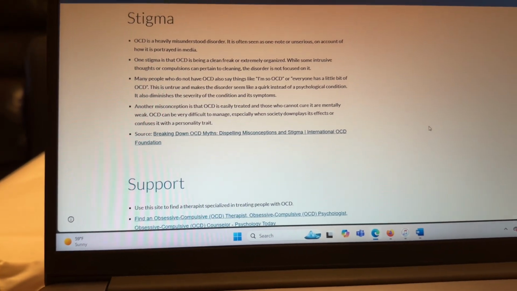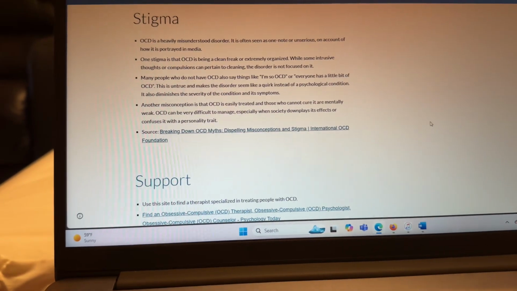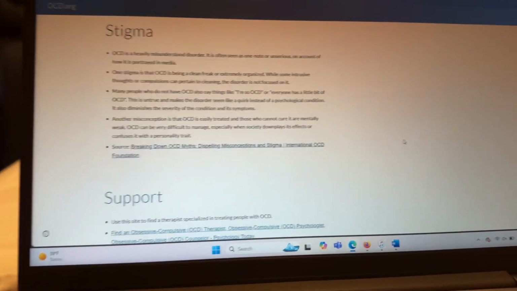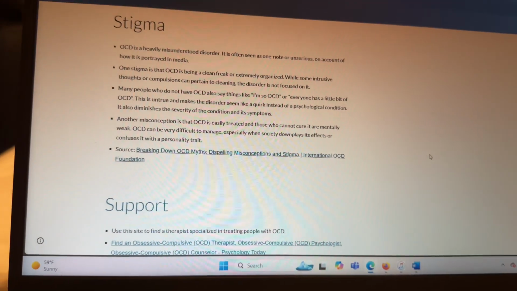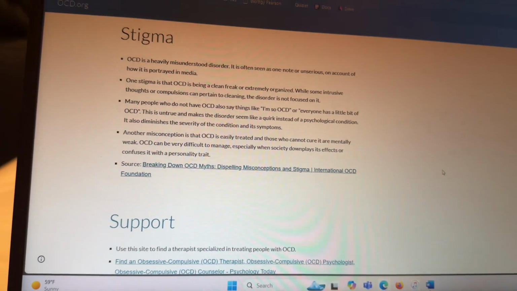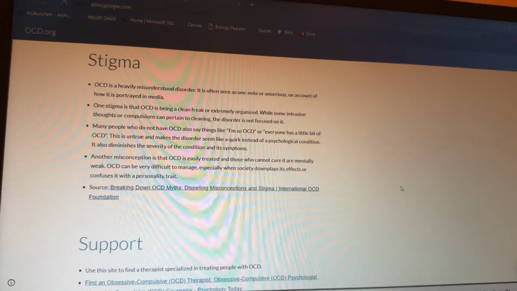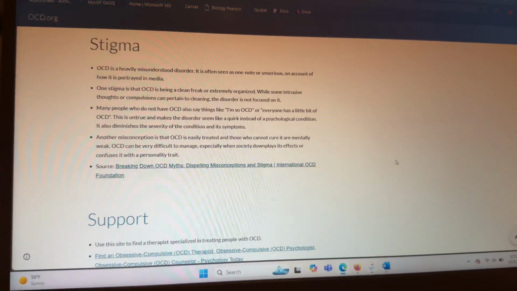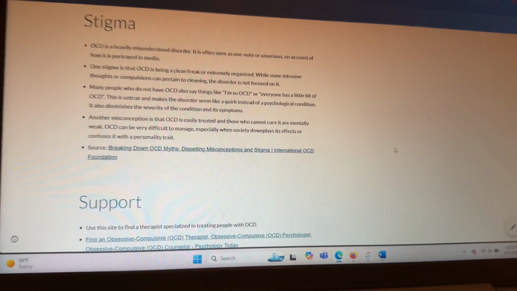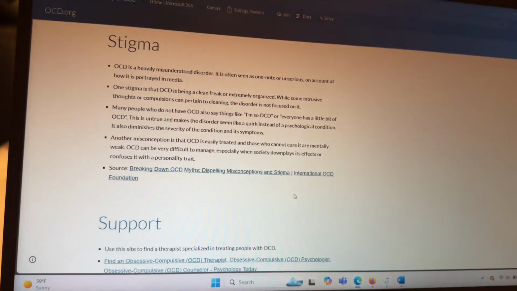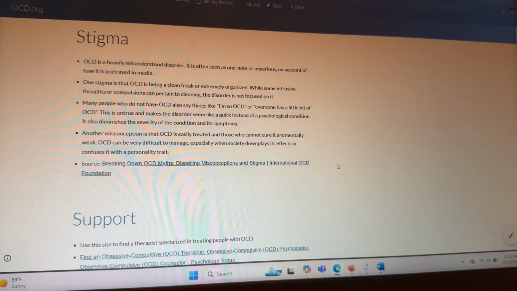Many people who do not have OCD also say things like, I'm so OCD, or everyone has a little bit of OCD. This is untrue and makes the disorder seem like a quirk instead of a psychological condition. It also diminishes the severity of the condition and its symptoms. Another misconception is that OCD is easily treated, and those who cannot cure it are mentally weak. OCD can be very difficult to manage, especially when society downplays its effects or confuses it with a personality trait. I also gave the site that I got this from where you can get more information.